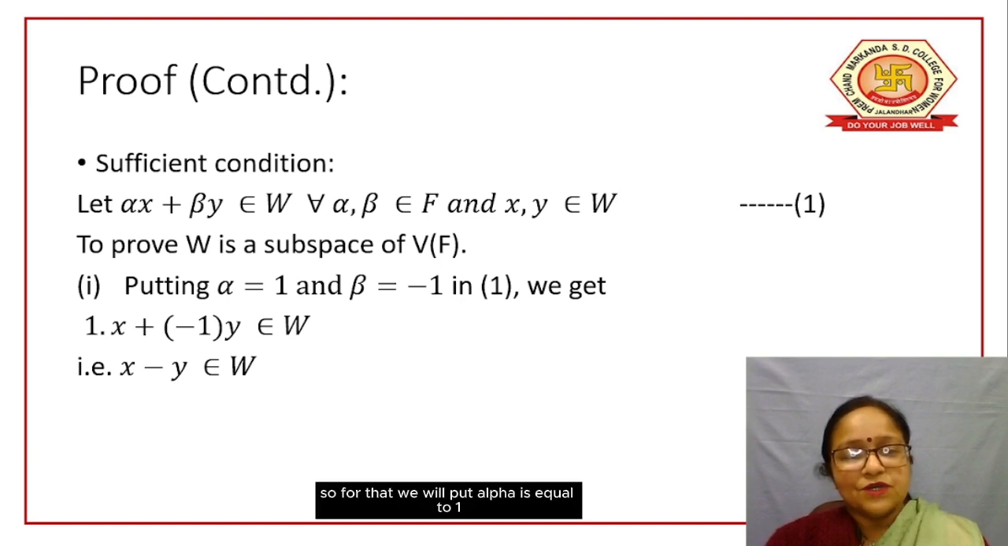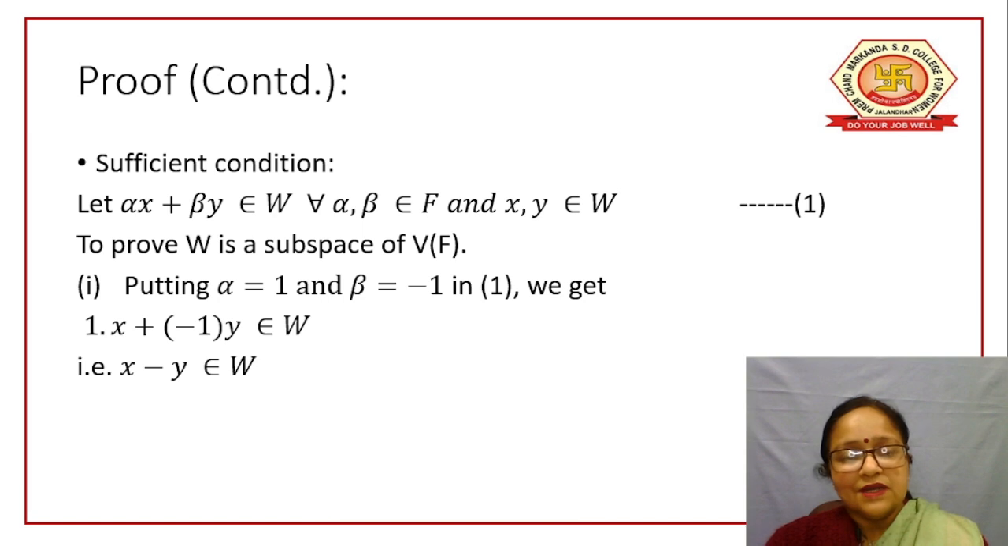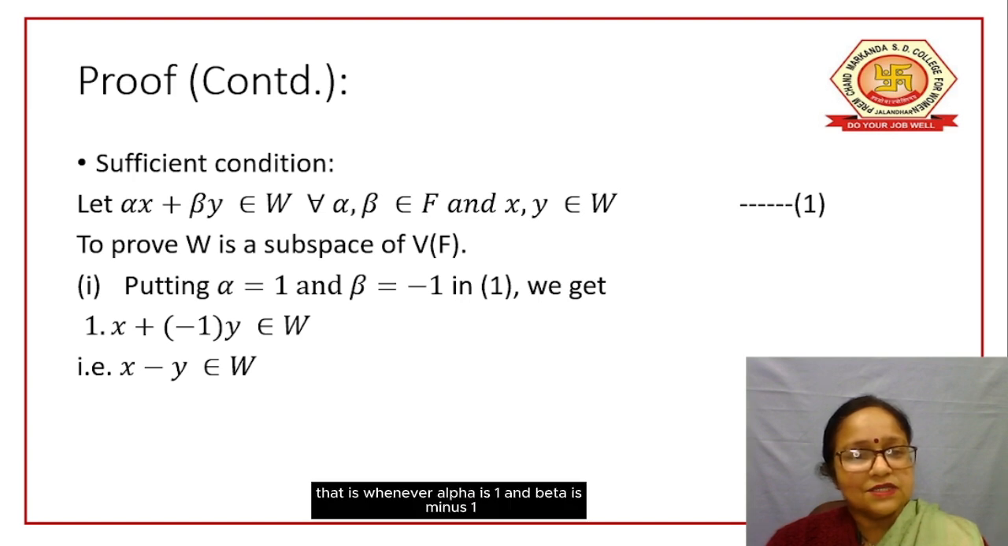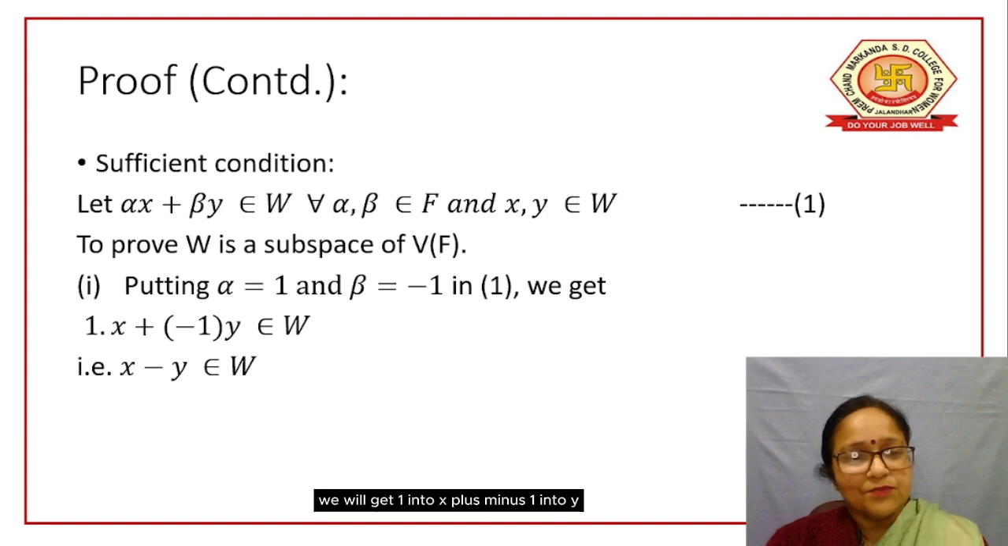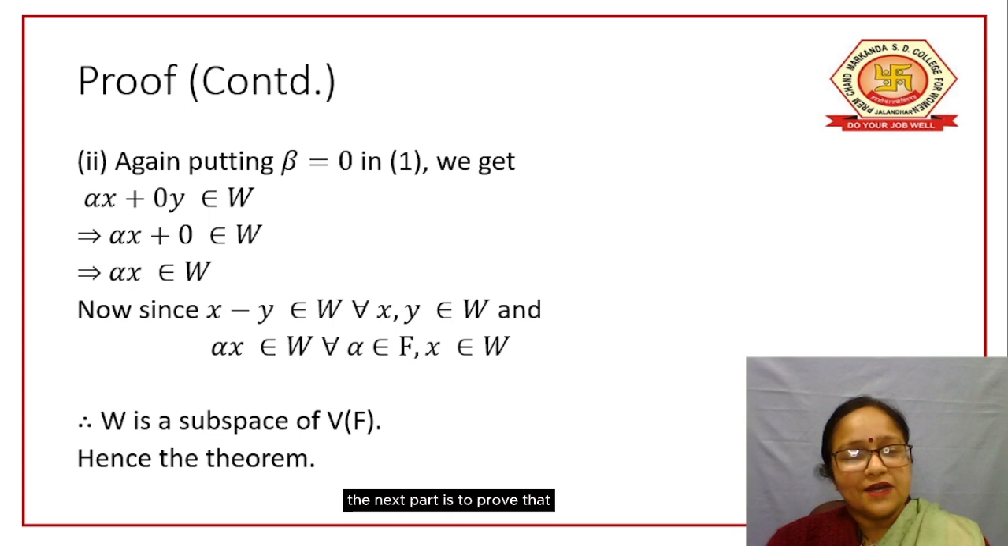For that we will put alpha equal to 1 and beta equal to -1 in the given condition. So you can see here, whenever alpha is 1 and beta is -1, we will get 1 into x plus (-1) into y belongs to W. So that is, x minus y belongs to W. So this gives that W is closed under vector addition.